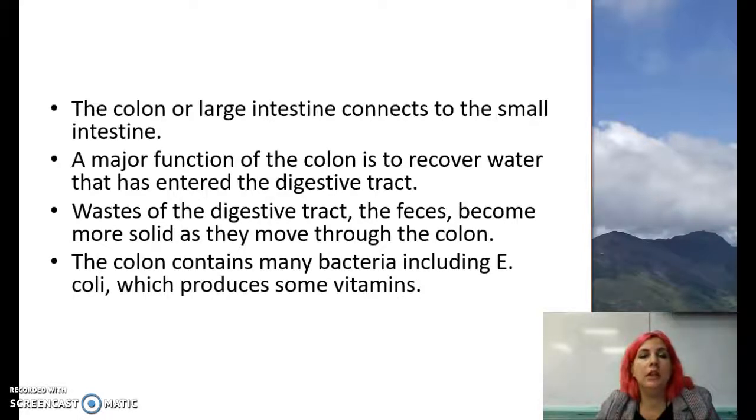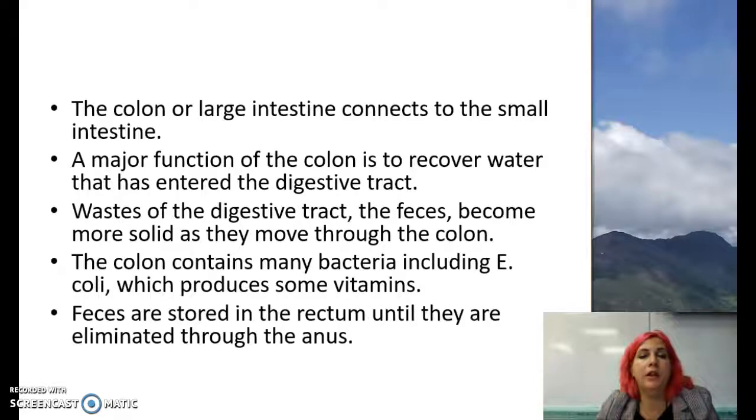The large intestine contains many bacteria, including E. coli, which produces some vitamins. Everybody has E. coli in their large intestine. E. coli are useful or helpful. They produce vitamin K for your body, which helps in blood clotting. The feces are stored in the rectum until they are eliminated through the anus.